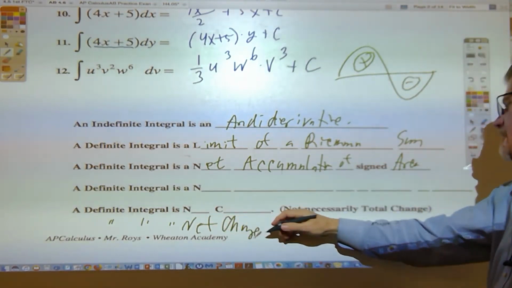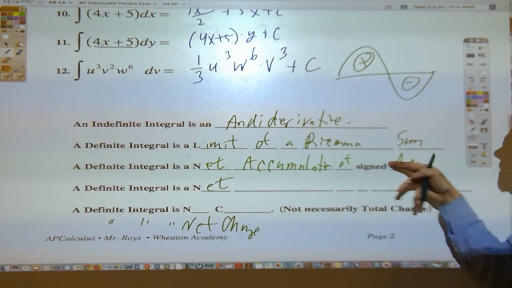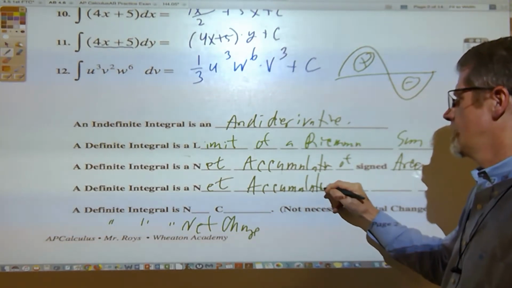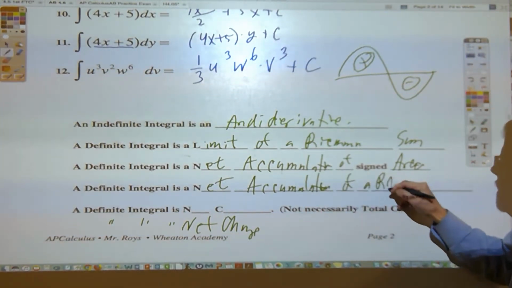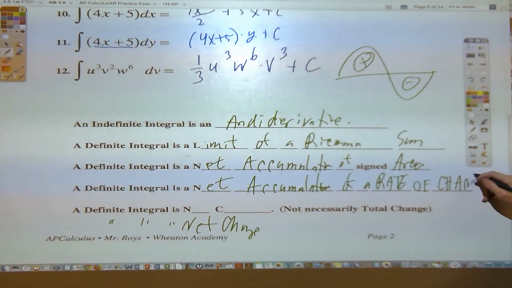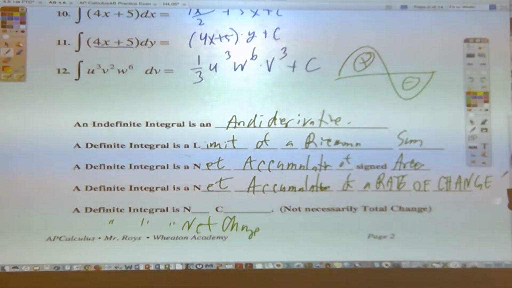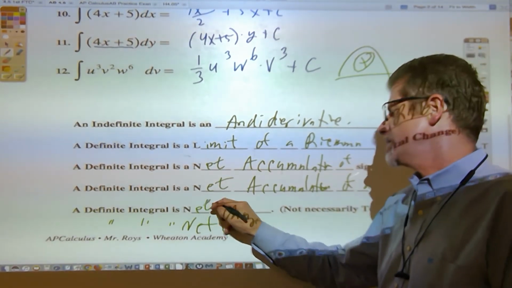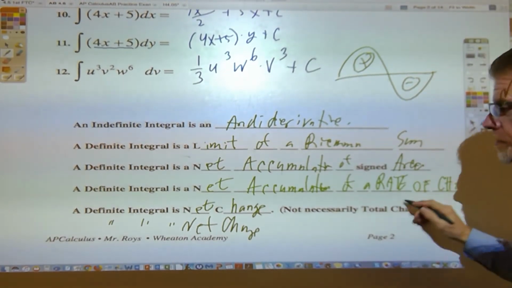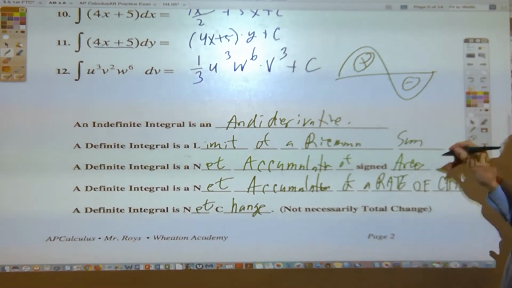You can call it a net accumulation of a rate of change if you want to get away from the geometry realm. Change in position is velocity, change in velocity is acceleration, but there it is in general. Definite integral is, oh yeah, that's the last one, net change. Not necessarily total change, but sometimes it is when the values of the function are never negative. So net change is another way to talk about it.